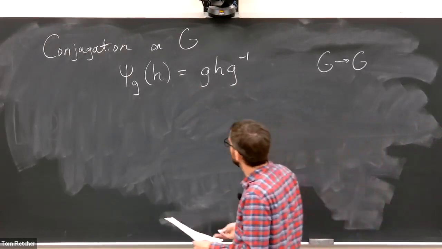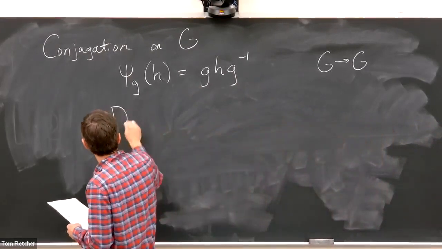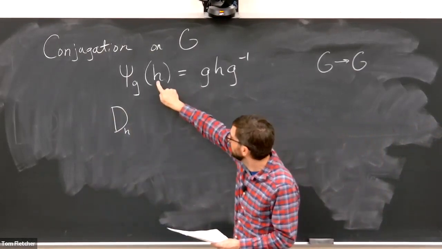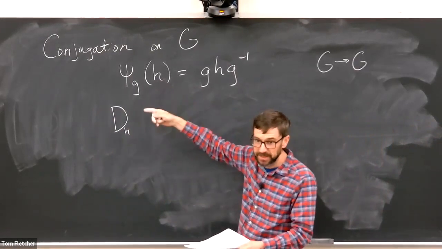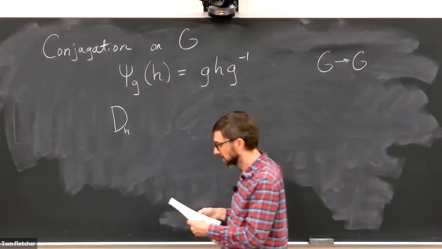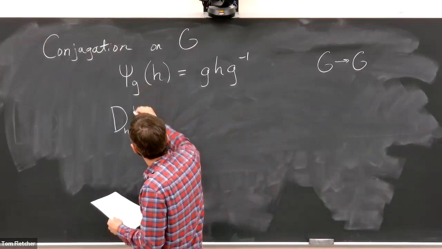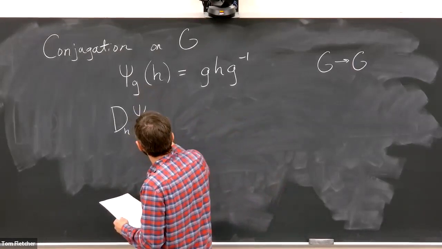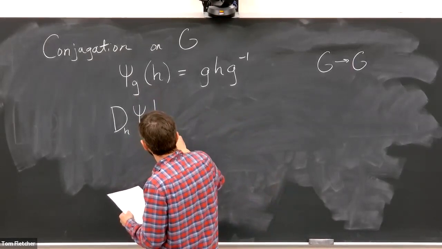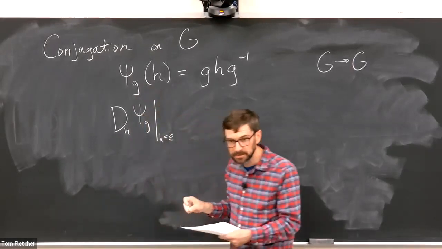So what we're going to do, because we have a Lie group, is take the derivative of this mapping, and I'll put a subscript H to denote we're taking the derivative with respect to its input, which is H. G is really a constant in this whole thing. So D_H psi evaluated at H equals the identity.